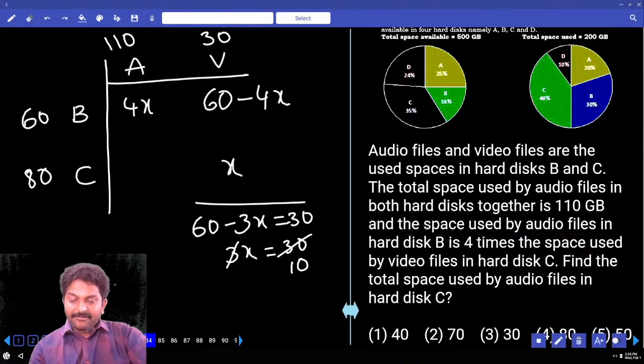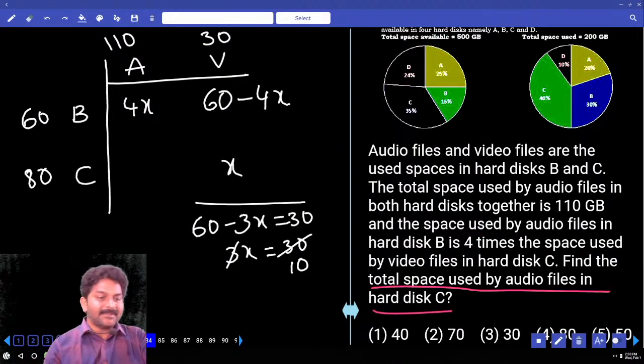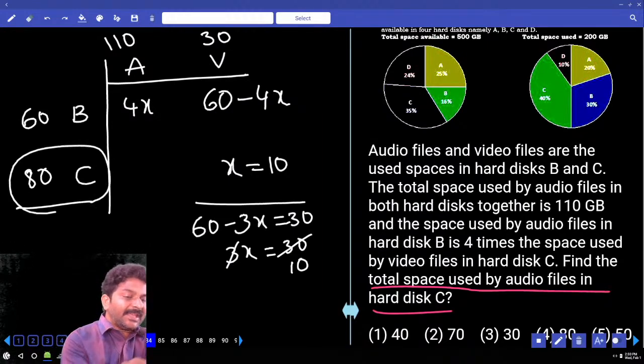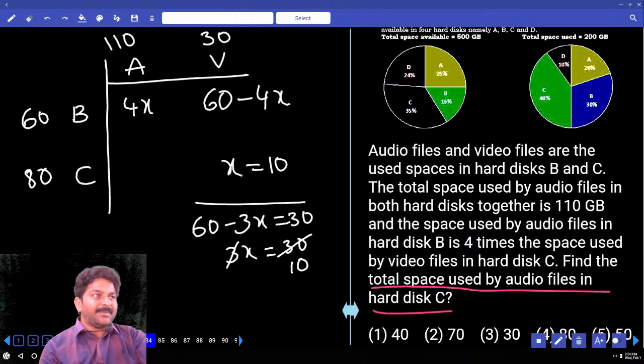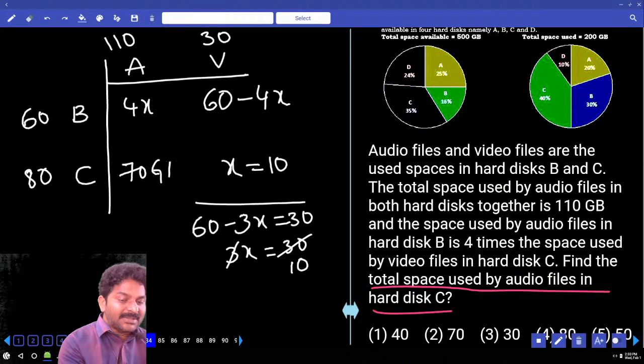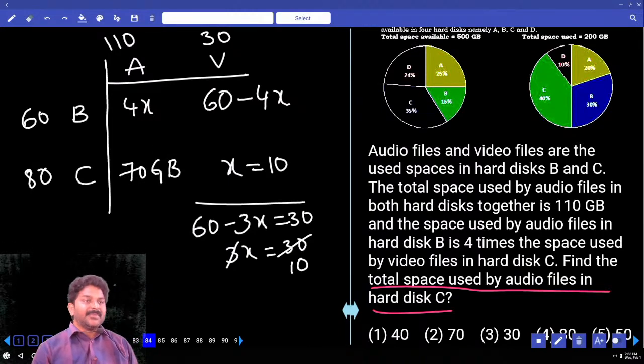The question is, find the total space used by audio files in hard disk C. So we already know X is equal to 10. Total C value is 80. Out of 80 GB, 10 GB is used for video. Then the remaining 70 GB is used for audio only. Second option.